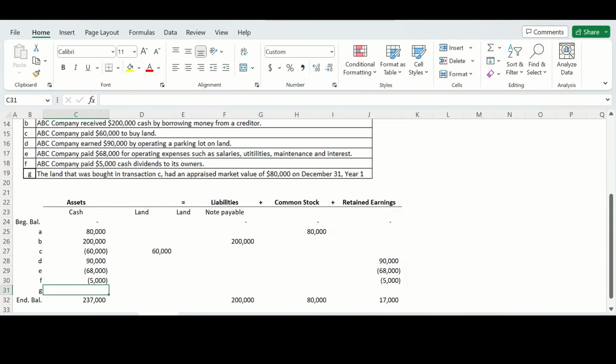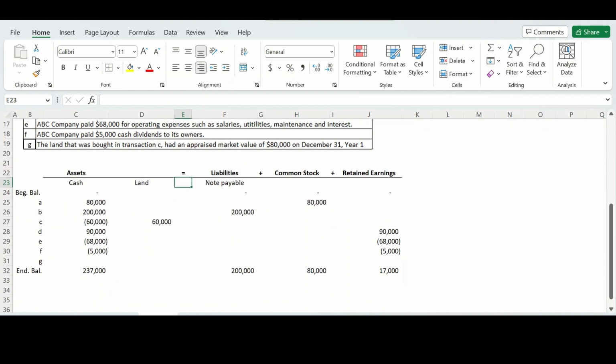Then lastly, letter G, the land that was bought in transaction C had an appraised market value of $80,000 at the end of the year. Do we change the price of the land? No, because of the historical cost principle, we are leaving the land at the amount paid.